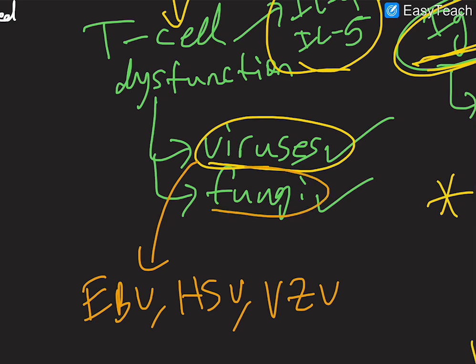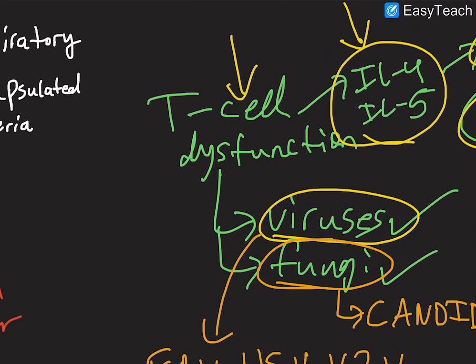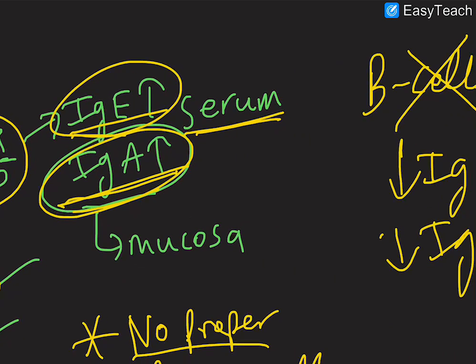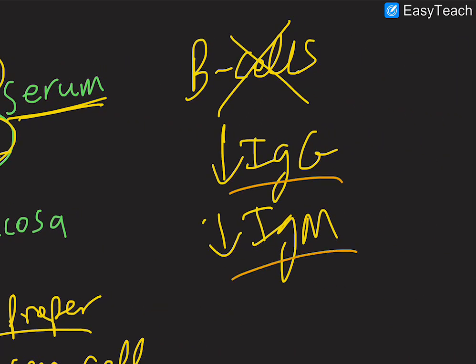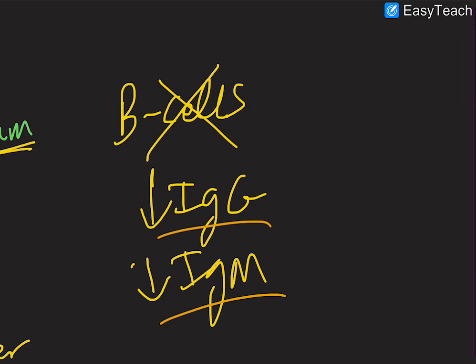And then what type of fungal infections, right? So a common one that we're familiar with: due to T cell dysfunction, these patients may be more prone to getting Candida infections. Okay, and remember we said we have B cell dysfunction too, which leads to low IgG and low IgM production.